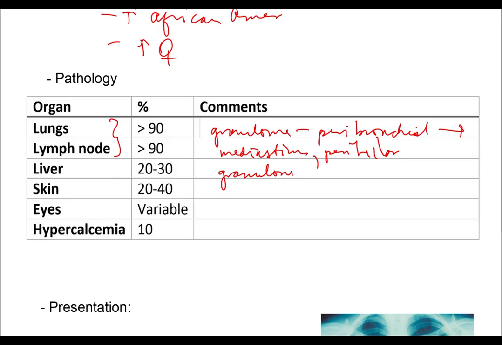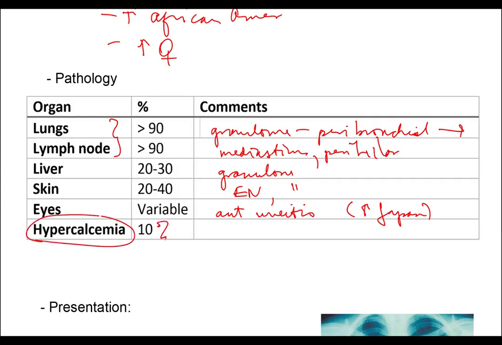In the skin, we're going to see two different patterns of disease. We can see erythema nodosum, but you can also see granulomas in the skin as well. Eyes develop an anterior uveitis, but it turns out that's really ethnically determined. The highest association is actually in the Japanese for reasons that aren't clear, but eyes are involved in as much as two-thirds of patients. But the most magical complication is hypercalcemia, which is seen in about 10% of patients.